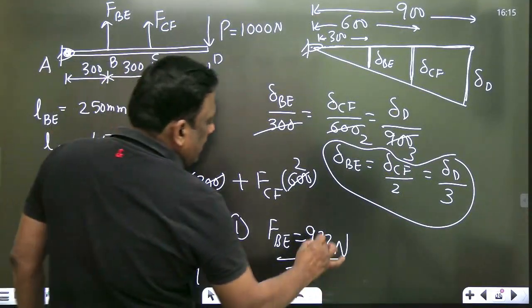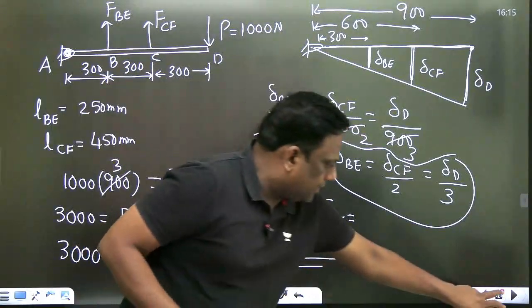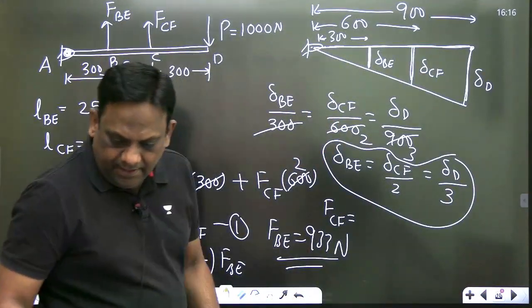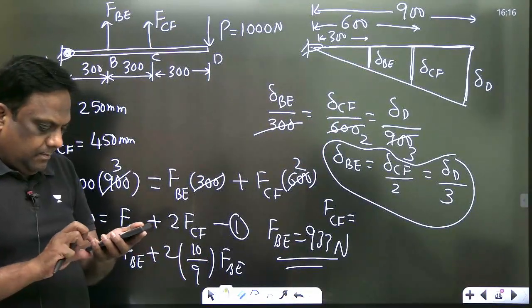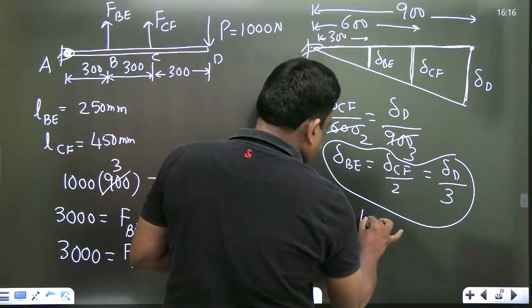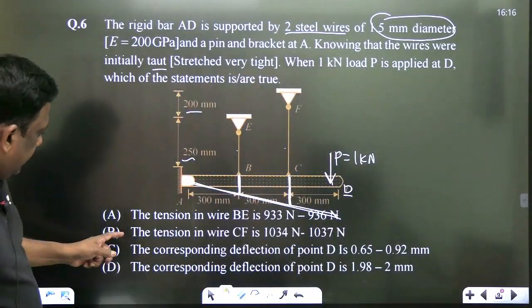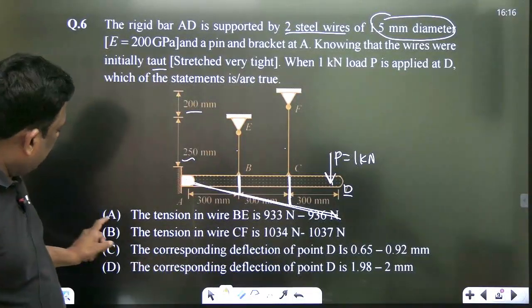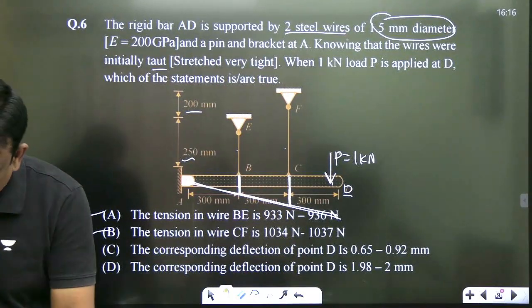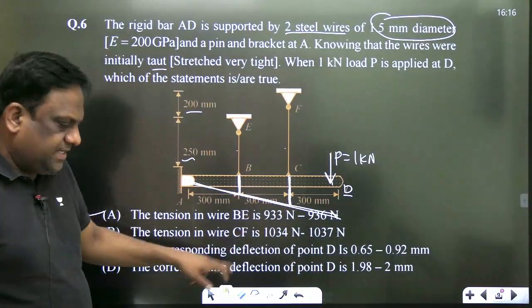Similarly, if you calculate F_CF, what is F_CF? F_CF is 10 by 9 F_BE, so 10 by 9 into 933. This is 1036. So yes, tension in the wire BE and CF, both are correct. A and B are correct. But it's not over. Please observe here. Tension in wire BE is 933, and CF is about 1036.